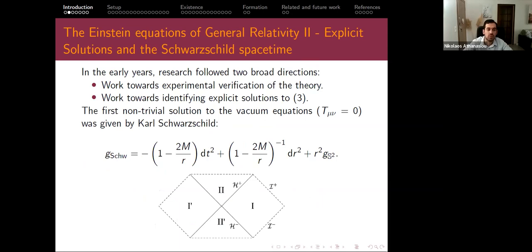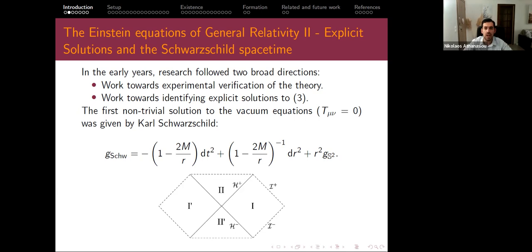It was on November 25th, 1915, that Einstein presented his equations to the Prussian Academy of Sciences. And indeed, we all know that this was a big breakthrough in that suddenly gravity was realized as geometry. In the early years, research followed two broad directions. The first one was work towards experimentally verifying the theory that Einstein put forward. In other words, if the theory is cohesive and mathematically correct but doesn't correspond to what we actually see in the real world, there's not really a point in studying it. And also there was work towards identifying explicit solutions to the Einstein equation. This is of more interest to the current talk.